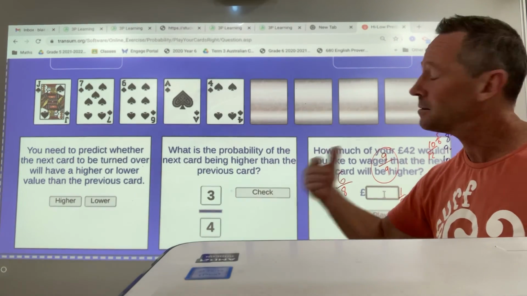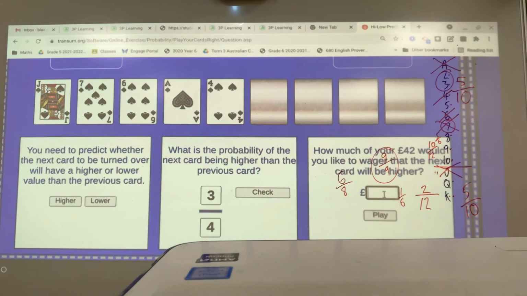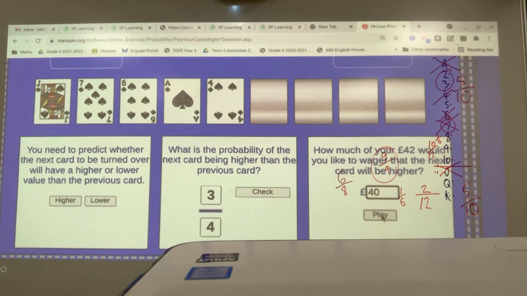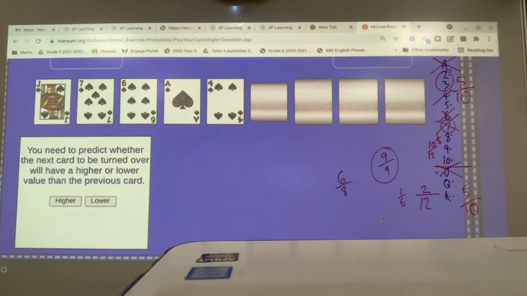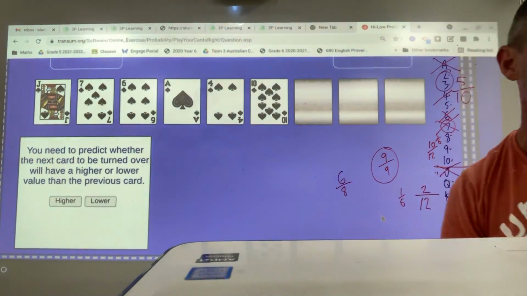It's not certain. I've got 42. I'm going to risk 40. I'm feeling a bit risky. I'm going to give it a go. So I don't want a 2 or a 3. And if I don't, I've done well. It's a 10. Yes, I'm looking good.